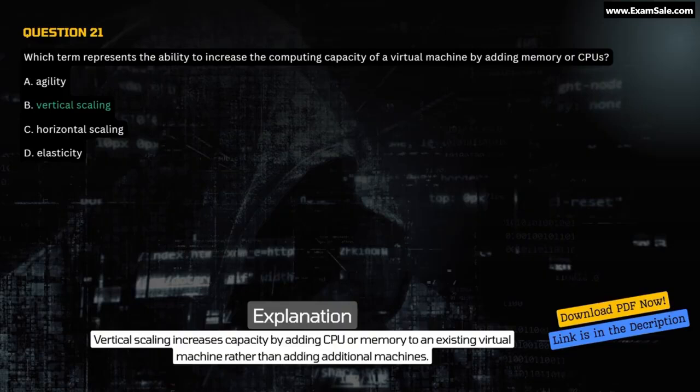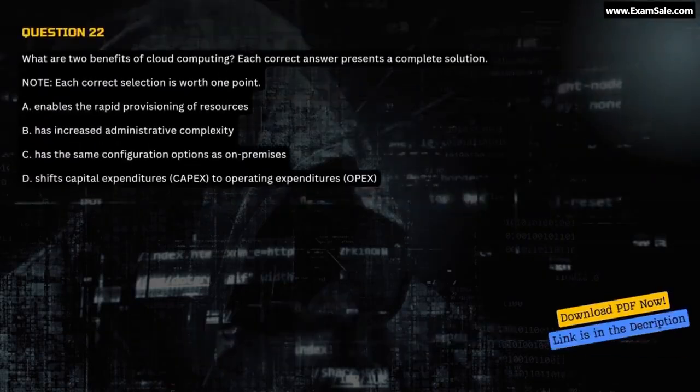Question 22. What are two benefits of cloud computing? Each correct answer presents a complete solution. Note: each correct selection is worth 1 point. A. Enables the rapid provisioning of resources. B. Has increased administrative complexity. C. Has the same configuration options as on-premises. D. Shifts capital expenditures (CAPEX) to operating expenditures (OPEX).